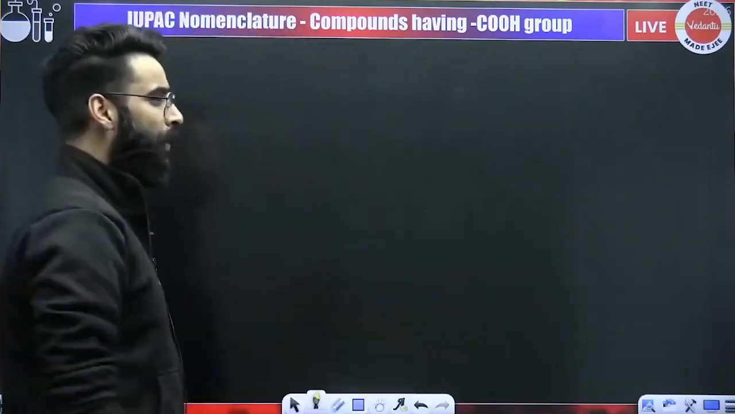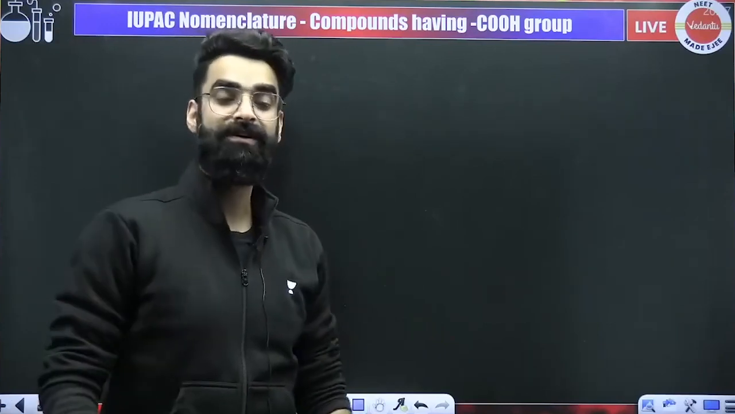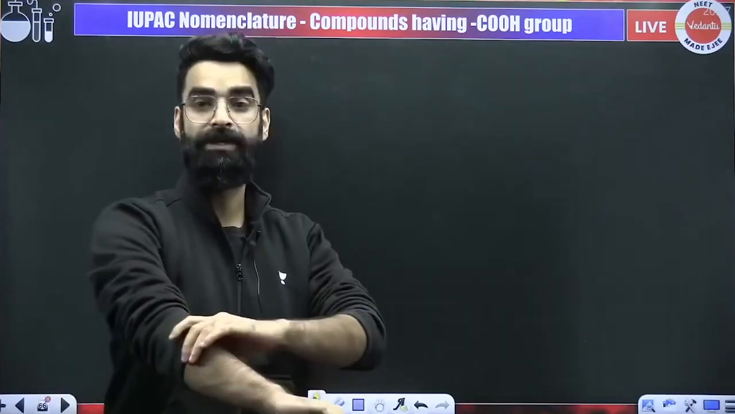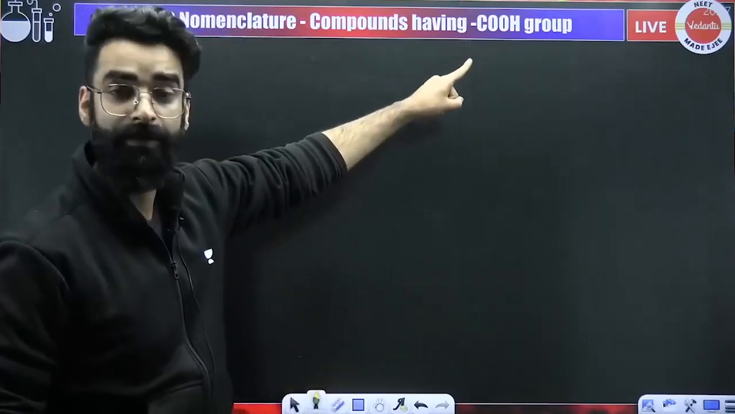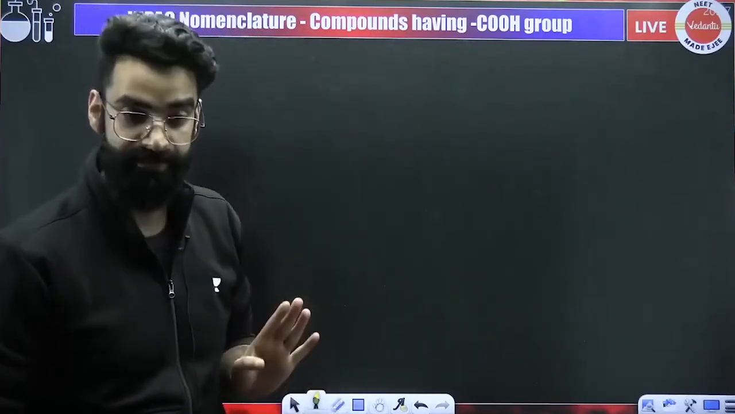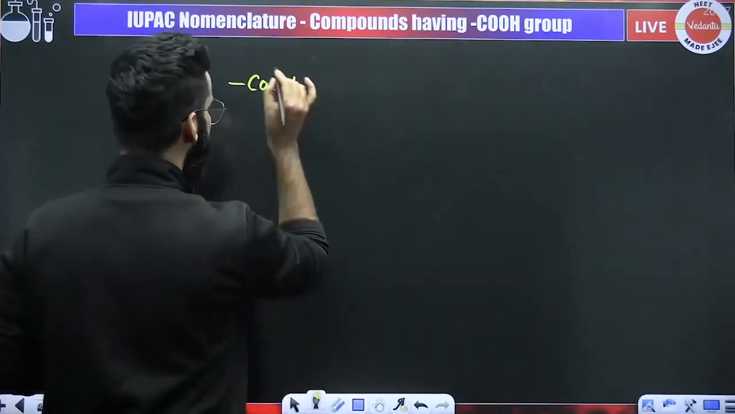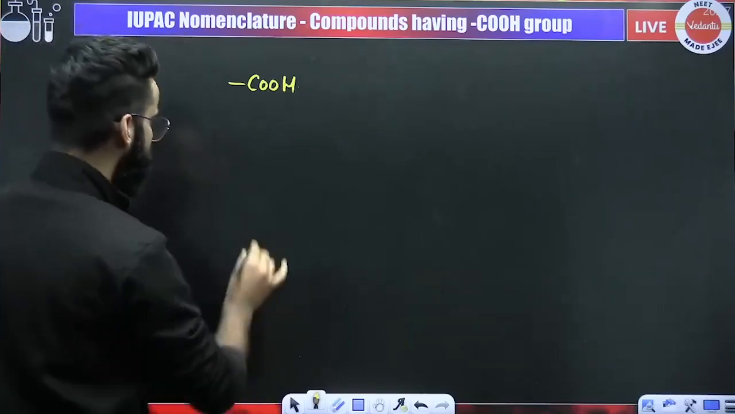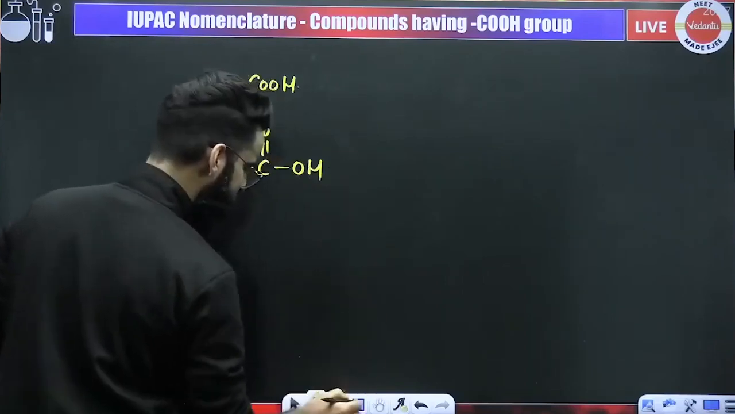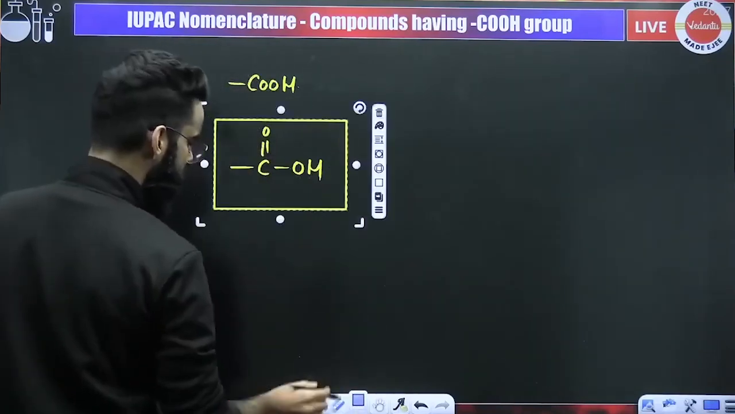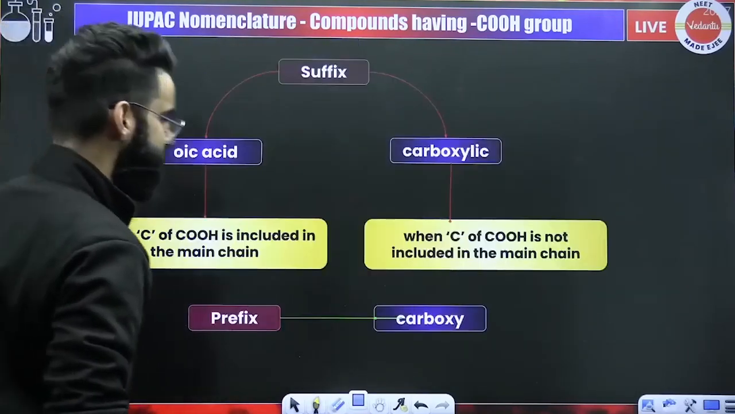Perfect, guys. So let's get to know how we name those compounds which contain functional groups, right? The first functional group which we are going to discuss right now is your carboxylic acid. COOH group. This group is what you call carboxylic acid, right? C double bond O, OH. I hope this is something which you already know. This is your carboxylic group.